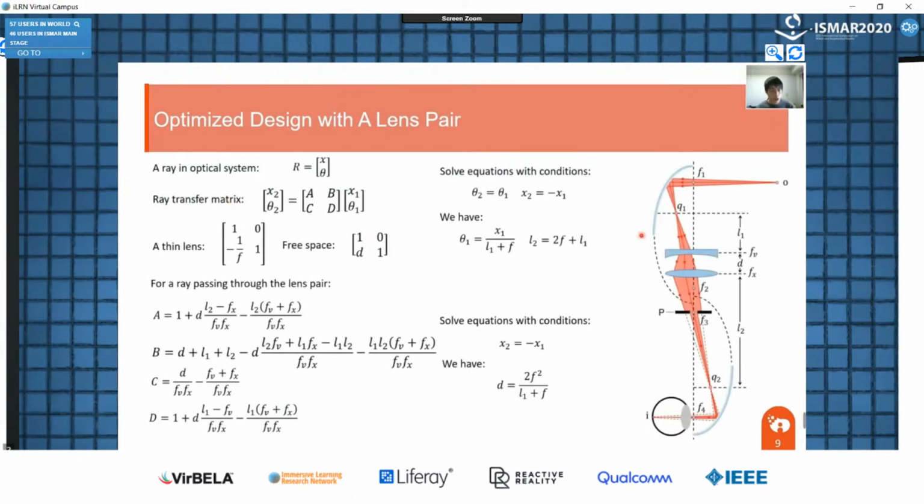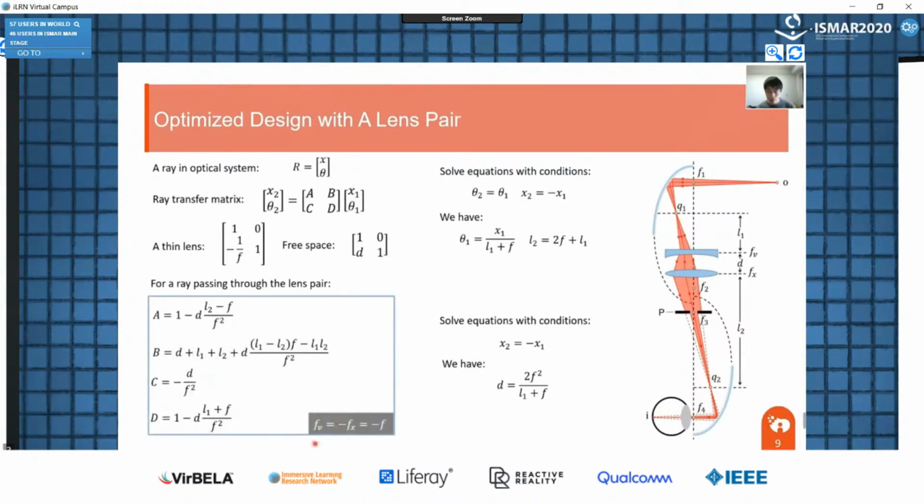To determine the configuration of the lens pair, we derive the ray transfer matrix, which is shown on the left bottom, and we further simplify the equations by setting Fy, which is the focal length of the concave lens, equal to minus Fx, which is the focal length of the convex lens. And we solve the equations with the strict condition that the rays are perfectly recovered by the lens pair, so that we have the following solution indicating that only chief rays can be recovered perfectly at the point Q2 by setting the foci of the concave lens and the convex lens at F2 and F3 respectively.